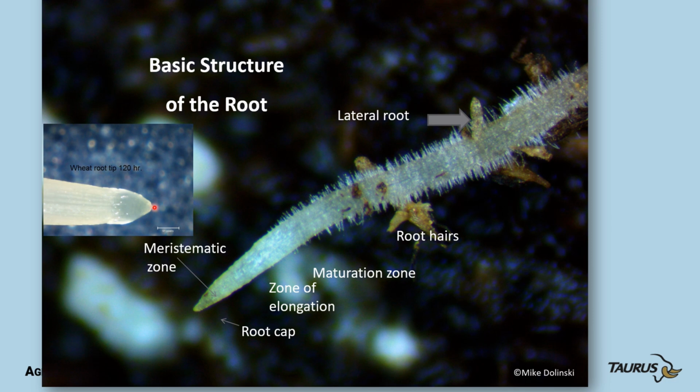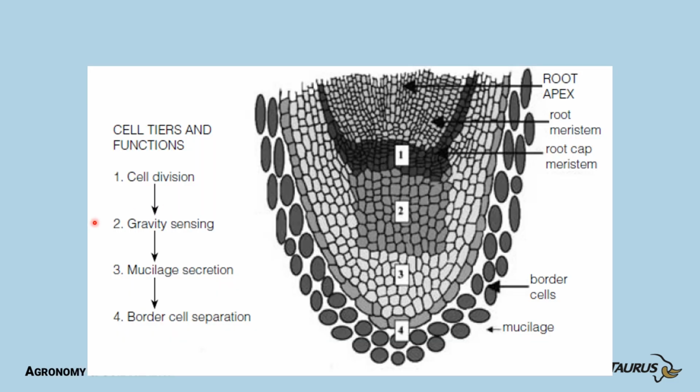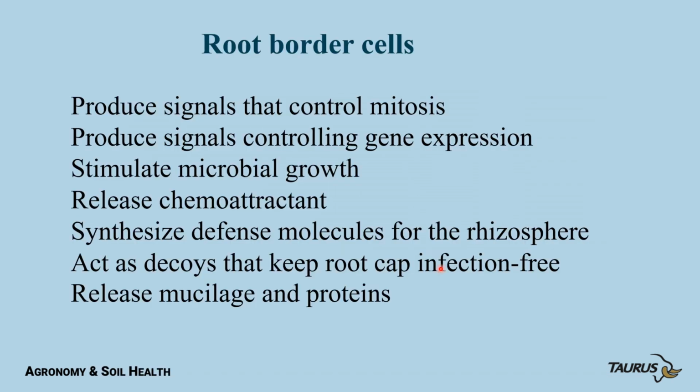Here's the tip without the root cap on it. And the root cap is really important in terms of what it does behind. This is a photograph of what I just described. You know, it's a signaling agent and controls mitosis, which is what expands the cells at the root tip, controls gene expression, stimulates microbial growth by the exudates, releases chemoattractants likely to attract those microbes in the soil that it wants. It synthesizes defense molecules. It does a lot of stuff in the plant. It's really key to a lot of the work that goes on in the rhizosphere.